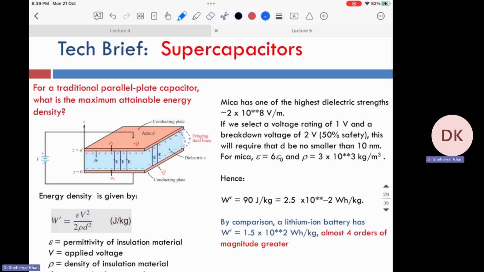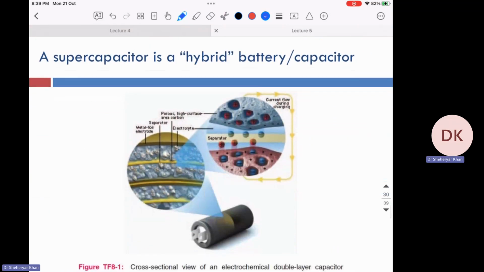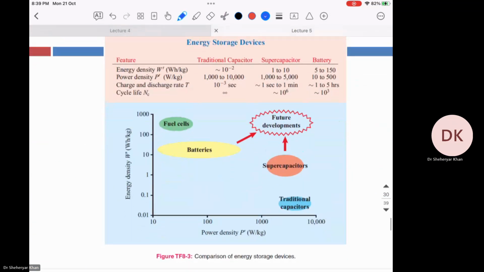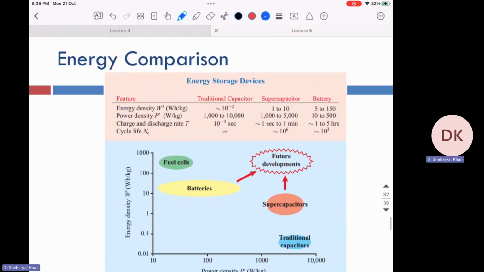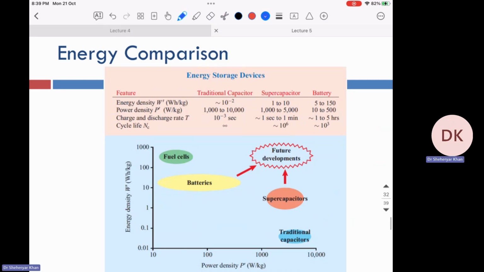Okay. Now, why am I telling you this story? Because we need supercapacitors. That is something in between batteries and capacitors, so that we can create a device that provides the properties of a capacitor mixed with the properties of a battery. So we have plenty of applications, but look at this one. This is the power density on the x-axis. Energy density is on the y-axis.